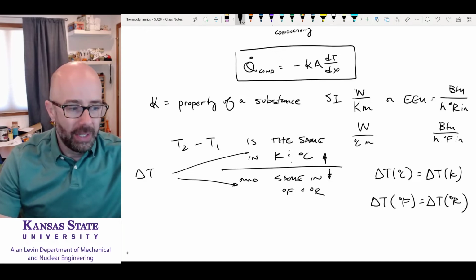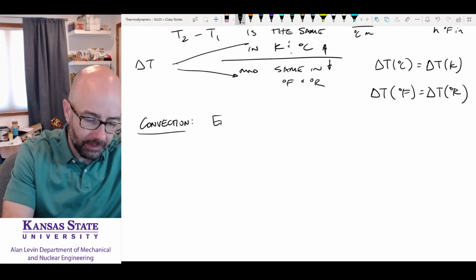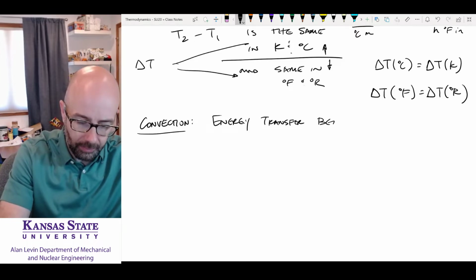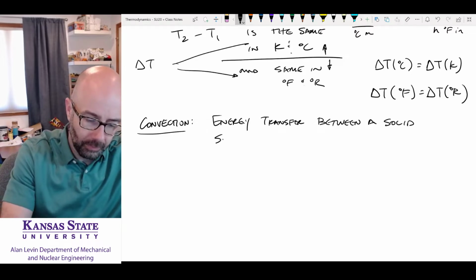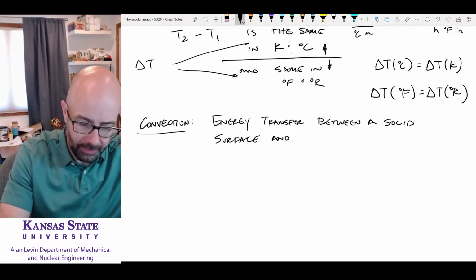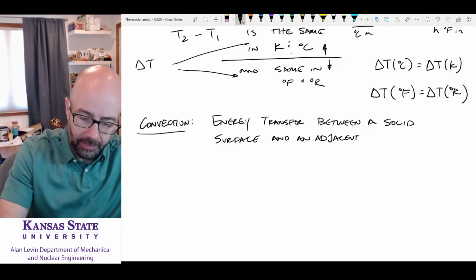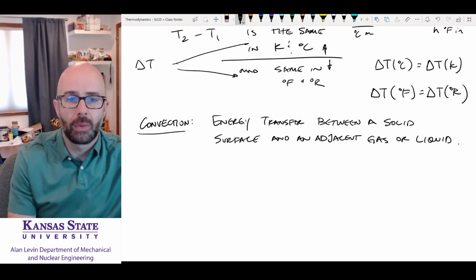The next thing we have to deal with is convection. Convection is energy transfer between a solid surface and an adjacent gas or liquid. Okay, that's what's happening with convection.